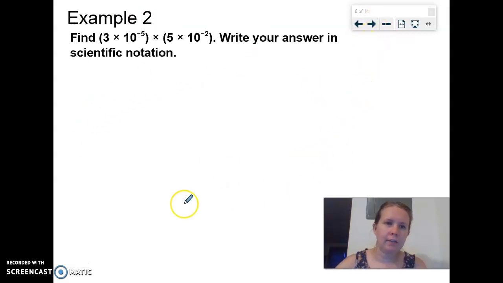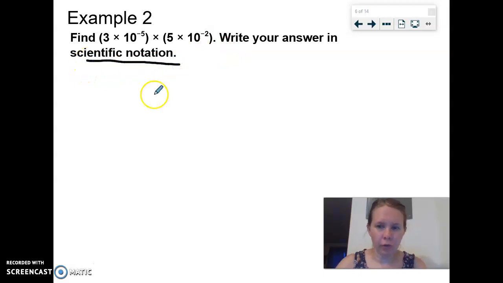All right, so this one, example 2. This is where I think that multiplication and division within here are a little easier because I get to use those exponent rules that we know about. So we need to take 3 times 10 to the negative fifth times 5 times 10 to the negative second. I want to write this in scientific notation. So here's how I'm going to do this to break this up, okay?